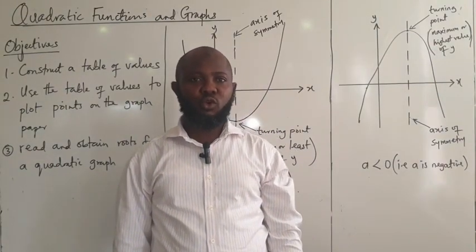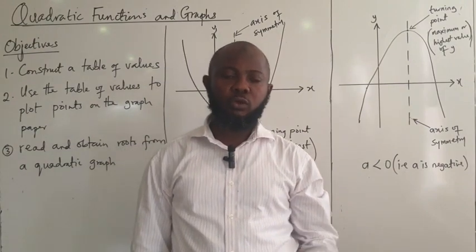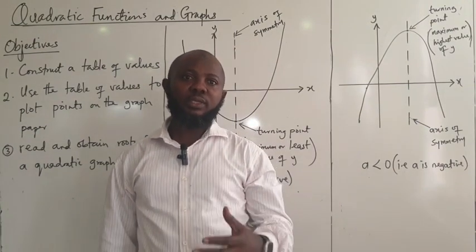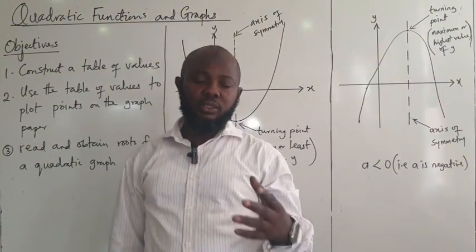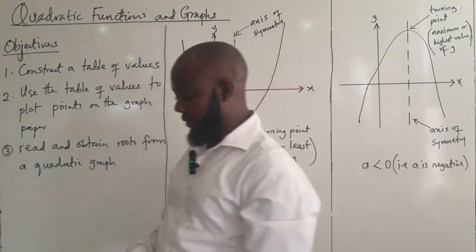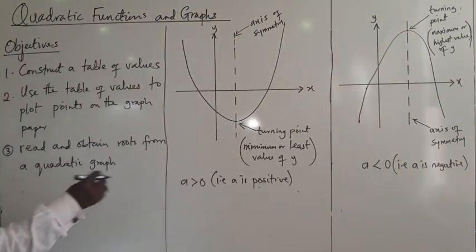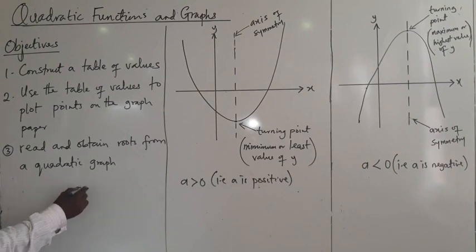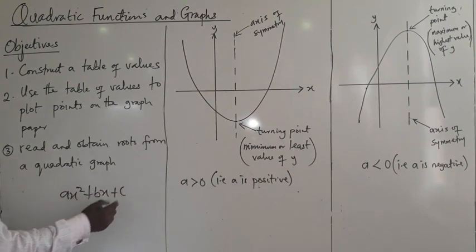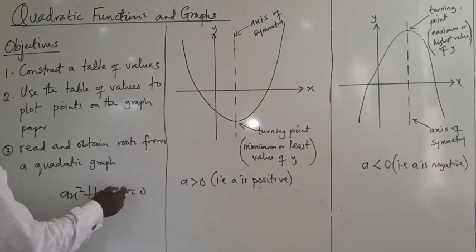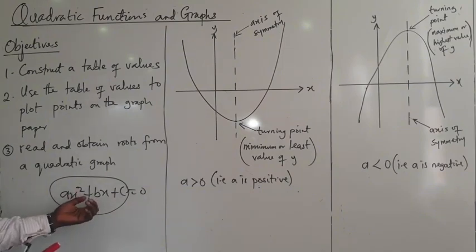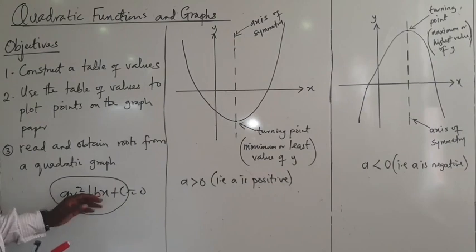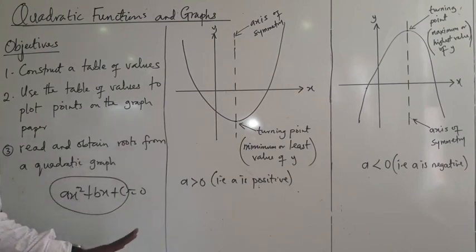In this class, we want to continue our classes on quadratic equations. We want to look at quadratic functions and graphs. The quadratic function that we've been looking at is ax squared plus bx plus c equal to 0. This is what we refer to as a quadratic function. When you have an expression like this, you want to represent it on a graph. That's what we want to learn in this video.